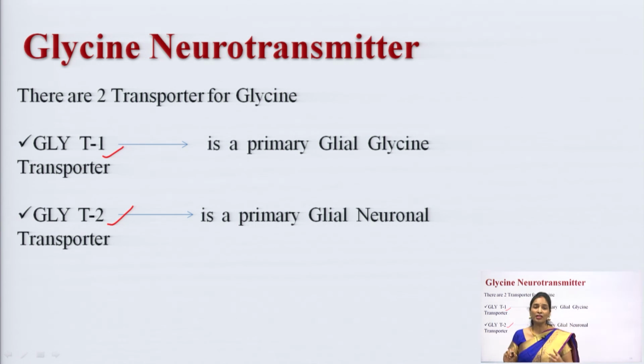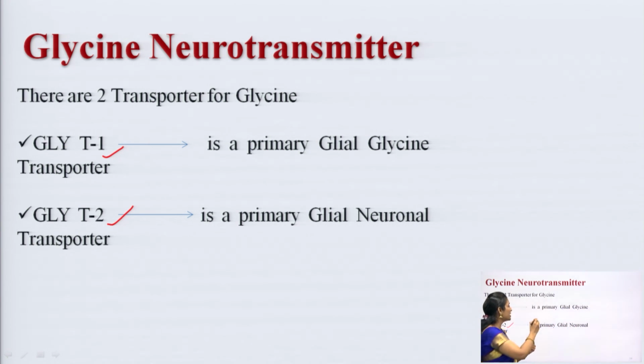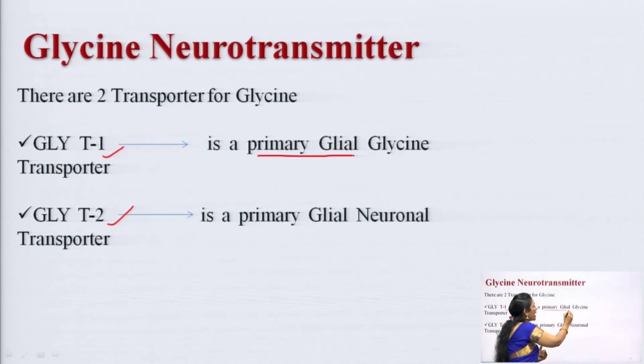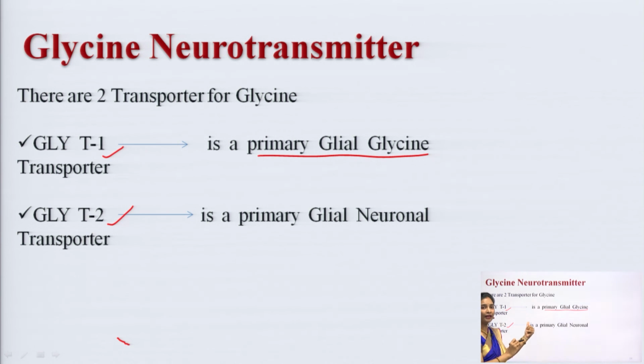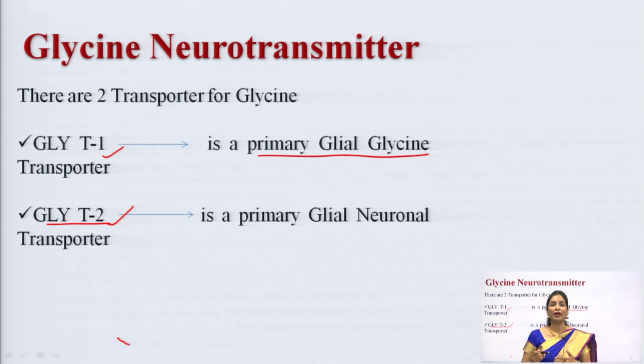So, what is the glycine T1 transporter? Glycine T1 transporter is primarily glial. And what about the glycine T2 transporter? It is primarily neuronal. One is a glial glycine transporter and the second one is a neuronal transporter. So, this is about the importance of the glycine neurotransmitter.